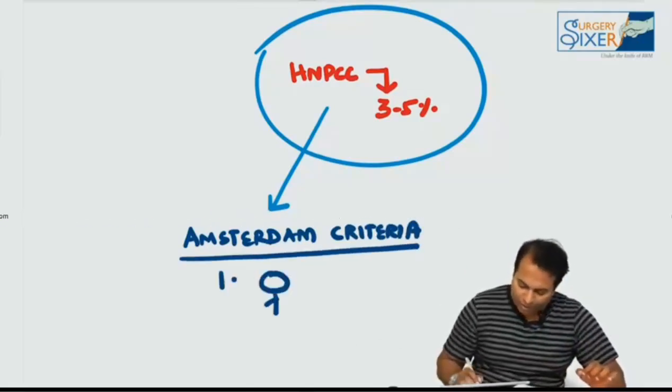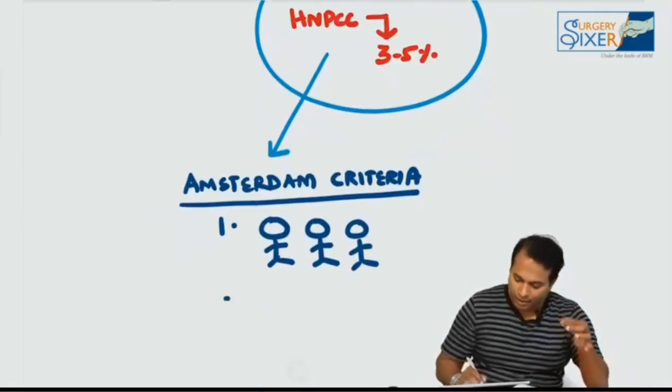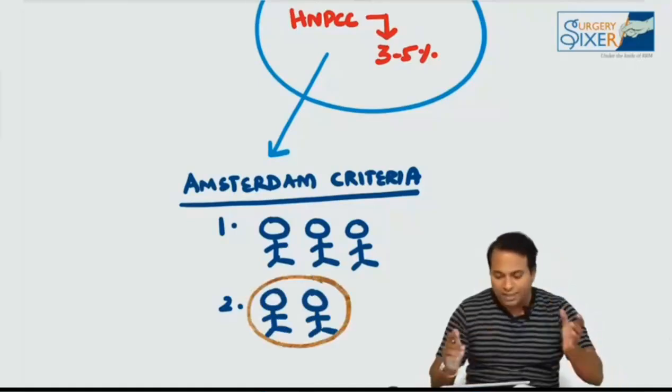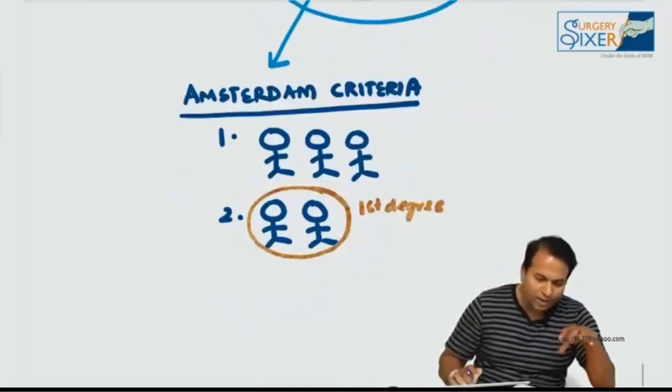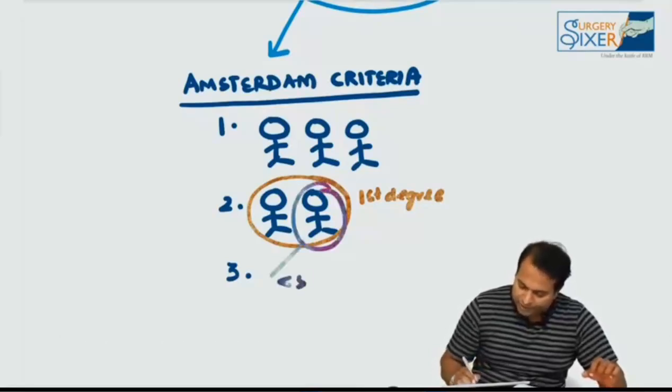Number 1, in your family, 3 members affected with colorectal cancers. Are there 3 members in your family affected with colorectal cancers? And 2 of them are first degree relatives, fathers and brothers like that. Among these, at least 1 developed it before the age of 50 years. And there is no FAP.